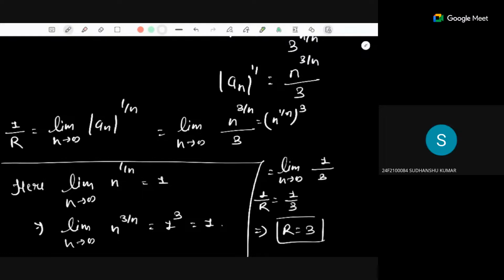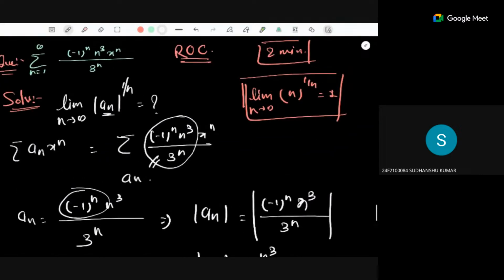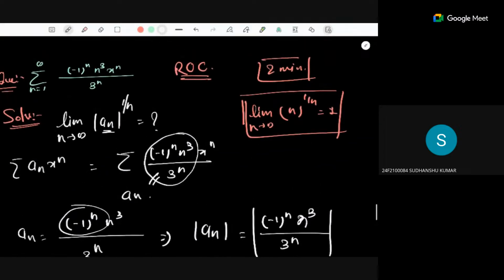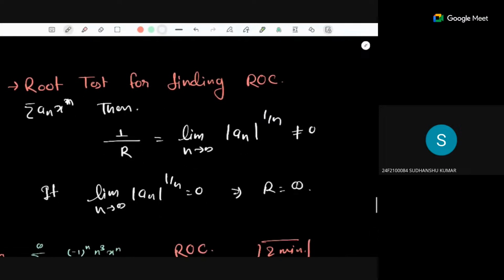Sir? There was x to the power 3 as well, x to the power n on this question. Yes, Sudhanshu, but whenever we talk about power series, we just need to focus on an, not the variable's power, right? So when we discuss the root test here, the power series is summation an x to the power n, and we need to compute the limit as n goes to infinity of modulus of an to the power 1 by n.